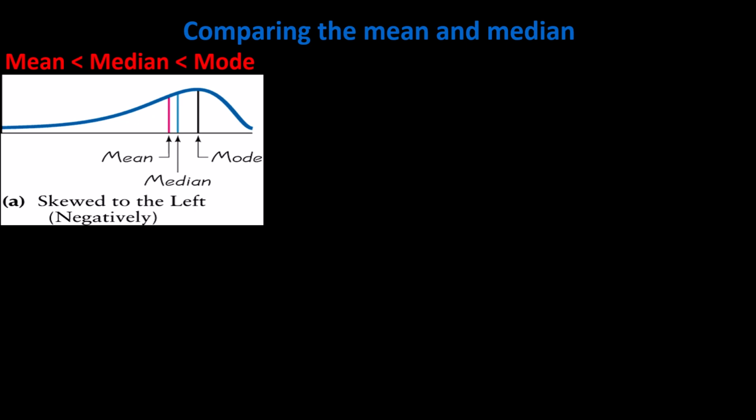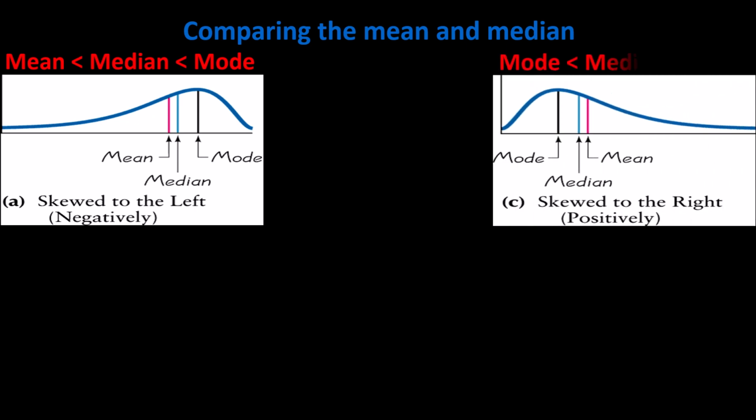Actually, again, if the distribution is skewed to the left, then mean is the smallest number and mode is the highest number. But if it is skewed to the right, then the other way. The mode is the smallest number and mean is the highest number. And also you can say this. If mode is less than mean, then we can say it is skewed to the right.